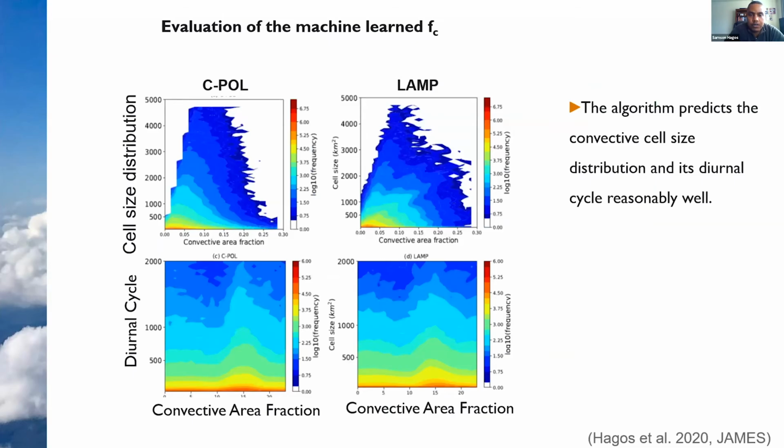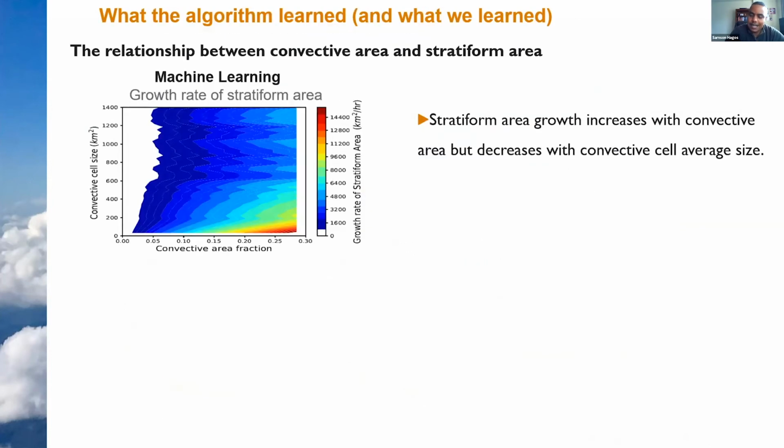So of course, we look at how the cell size distribution relates to convective area both in the CPOL and in the LAMP model that I just described. So once you are satisfied with this, then you can ask questions like, what is the algorithm learning and what are we learning? If you look at the convective area fraction in the horizontal and convective cell size in the vertical, you can look at the growth rate of stratiform area.